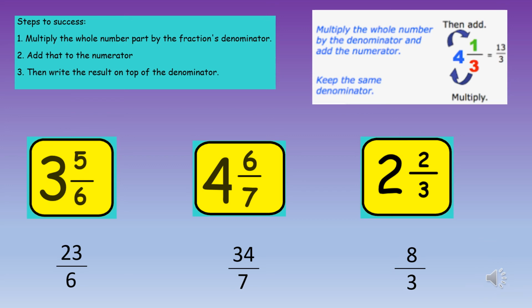So the answers to these would be: 3 5/6 as an improper fraction would be 23 over 6, because 3 times 6 is 18. Add 18 to the 5 to give you 23, which gives you 23 over 6. 4 6/7 would be 34 over 7, because 4 times 7 is 28. Add that to the 6 to give you 34. And then 2 2/3 would be 8 over 3, because 2 times 3 is 6. Add on the 2 to give you 8, and 8 over 3.